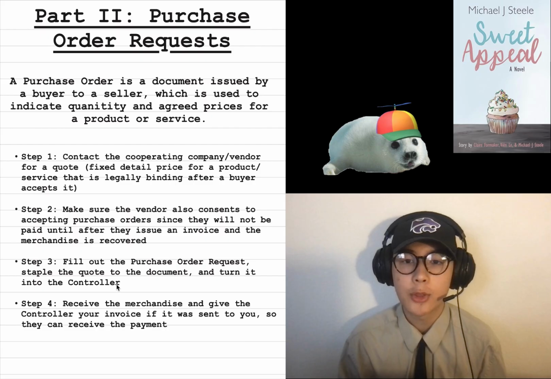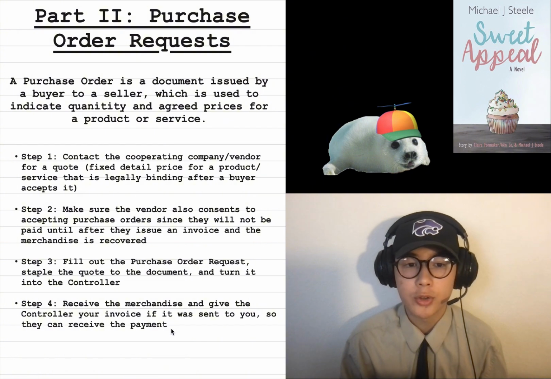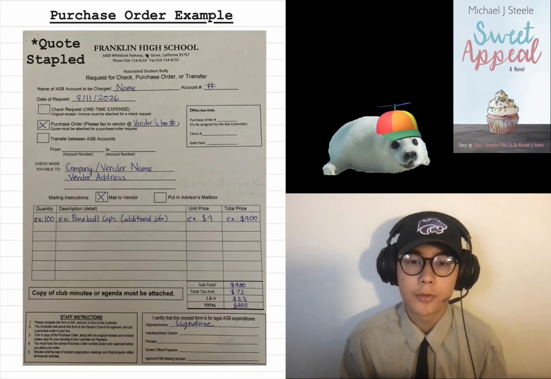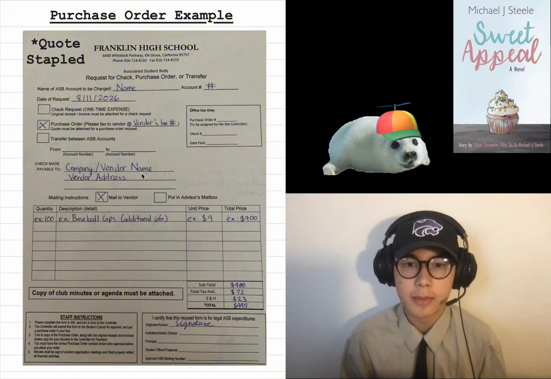You're going to then fill out the purchase order request, staple the quote to the form, and turn it into the controller. Once you receive the merchandise, make sure the controller also receives the invoice so the company can receive their payment. Here's how you should fill out the form if you're requesting a purchase order. Write down the name, account number, and date. Check off the box that says purchase order and write down the vendor's fax number at this blank space. And then write down the company's name and their address.